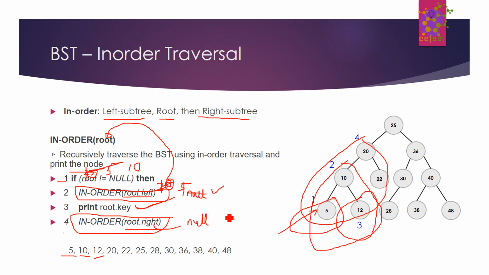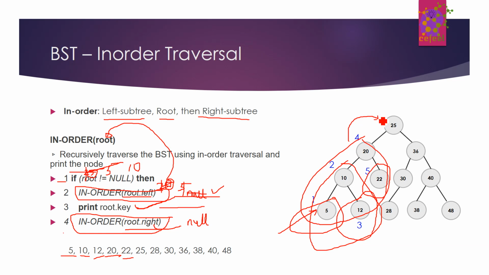And then finally we will return back to 20, wherein 20's left subtree is traversed and 20 has to be printed next because the root has to be printed in between, and then it will go ahead and print the right subtree of 20, which is 22. So 22 is printed. This will return back to 20. Now 20's left and right subtree is done, so 20 will return back to 25.